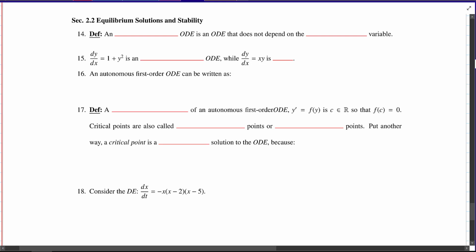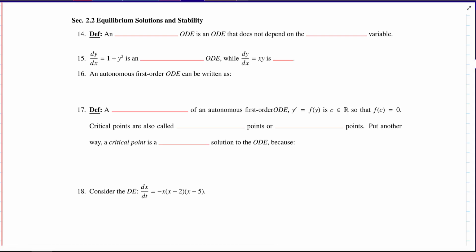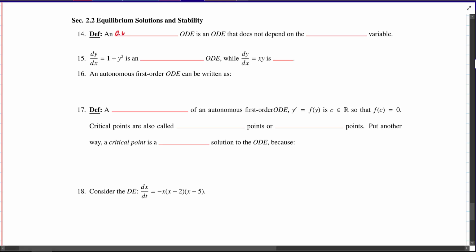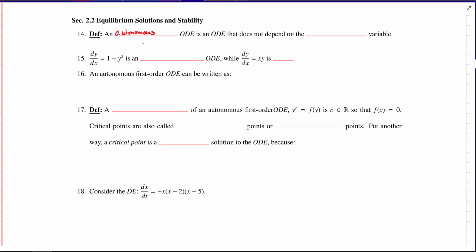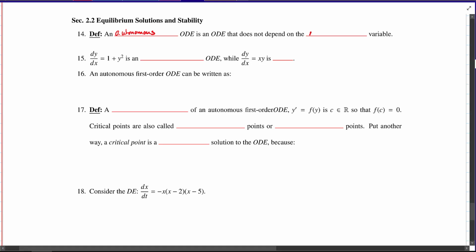So folks, in this section we want to look at what are called autonomous ODEs, and we'll look at equilibrium solutions and the stability of those solutions as we study these. So what is an autonomous ODE? Well, you think of the word autonomous as you've used it in the real world. Autonomous in this sense means that the ODE does not depend on the independent variable.